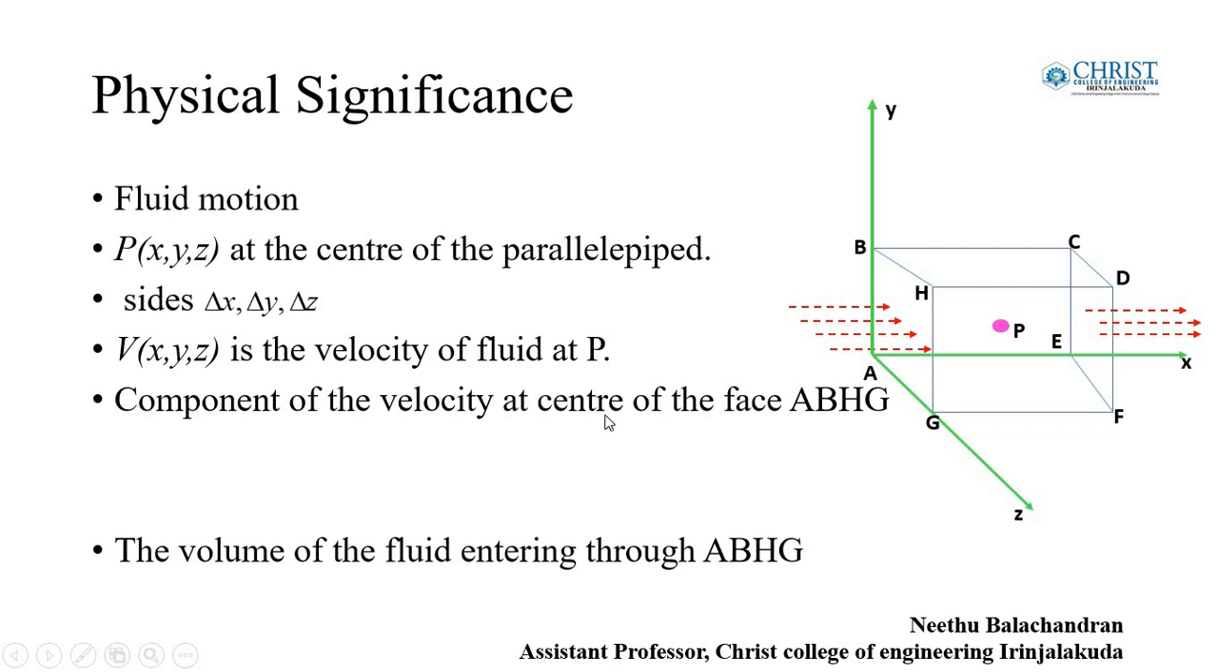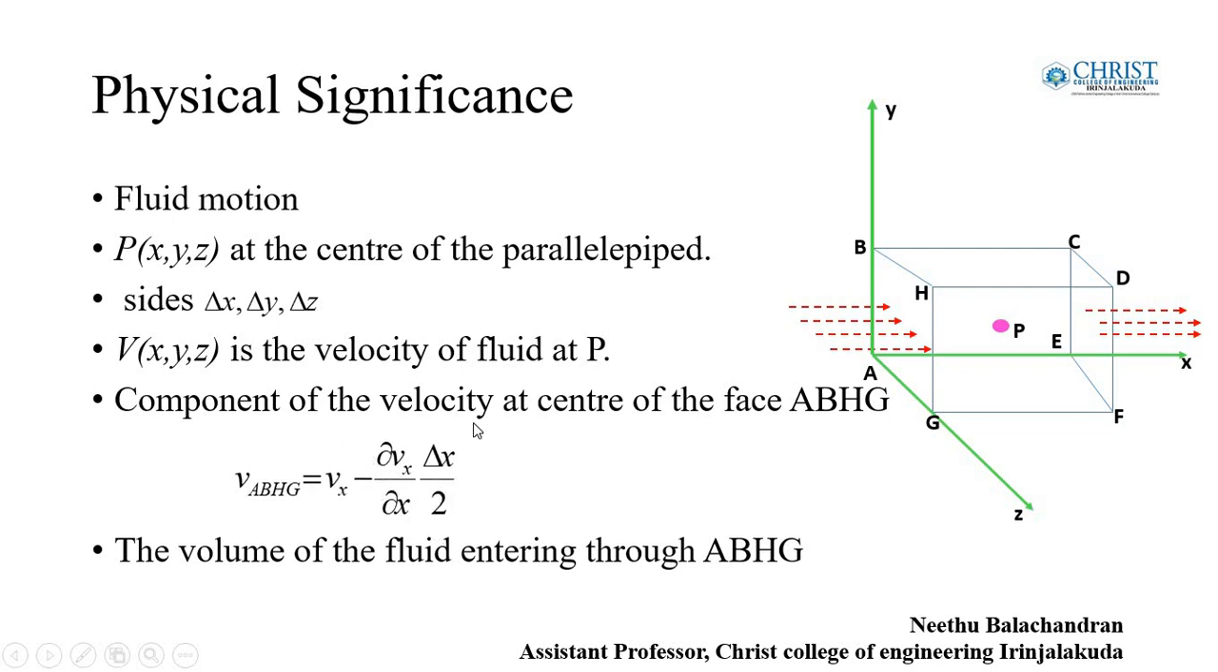So let's see what is the component of the velocity at the center of the ABHG. The velocity at the center of the ABHG is Vx, that is the x component of the velocity, minus ∂Vx/∂x, that is the change in the velocity with respect to the x-axis, into the distance Δx/2, because this is at the center of the ABHG. So the velocity of the fluid at the center of the face ABHG is Vx minus ∂Vx/∂x into Δx/2.